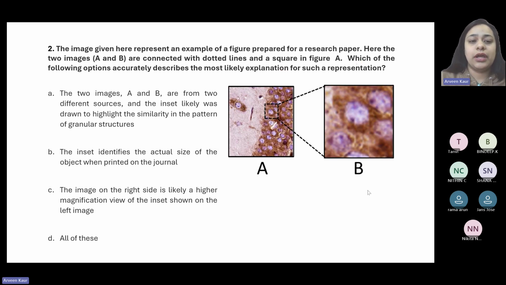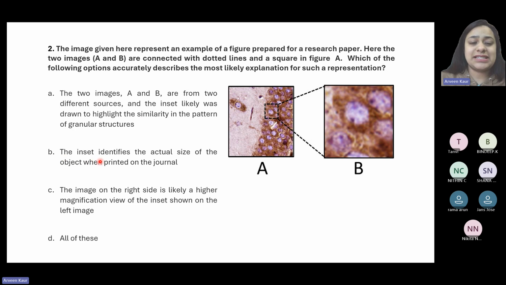Then question number two: the image given here represents an example of a figure prepared for a research paper. Here, the two images, A and B, are connected with dotted lines and a square in figure A. Which of the following options accurately describes the most likely explanation for this representation? First, the two images A and B are from two different sources, and the inset likely was drawn to highlight the similarity in the pattern of granular structures. This is option A.